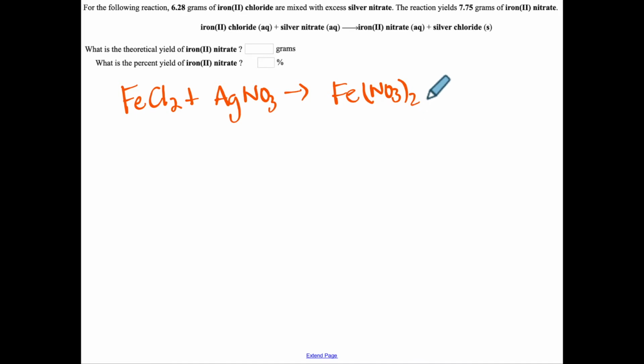Okay, for this problem, we're also going to have to start out with a balanced equation. So that's going to look like this. Iron chloride plus silver nitrate produces iron 2 nitrate and silver chloride. And these abbreviations here stand for solid, aqueous, and aqueous just means dissolved in water, so you don't need to worry about putting those equations in your balanced equation.